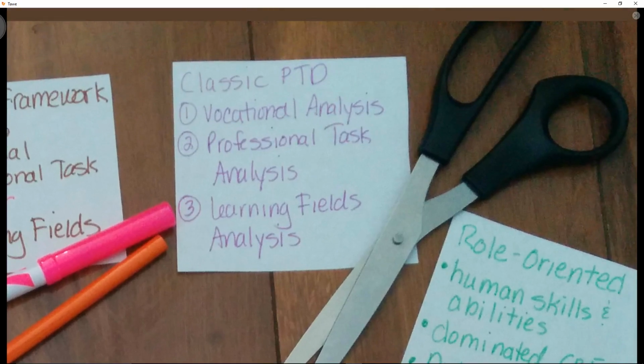Classic PTD includes 3 steps. First, a vocational analysis, which concentrates on the industry. Second, a professional tasks analysis, which concentrates on the vocational development stages and the critical professional tasks in each stage. And finally, a learning fields analysis, which documents the curriculum as a set of learning fields that reflect the activity fields that make up the work process.